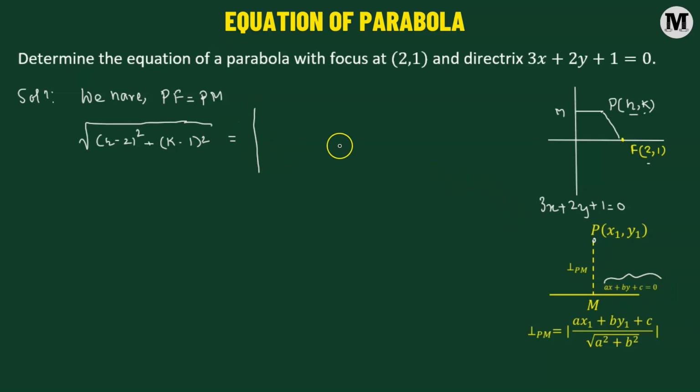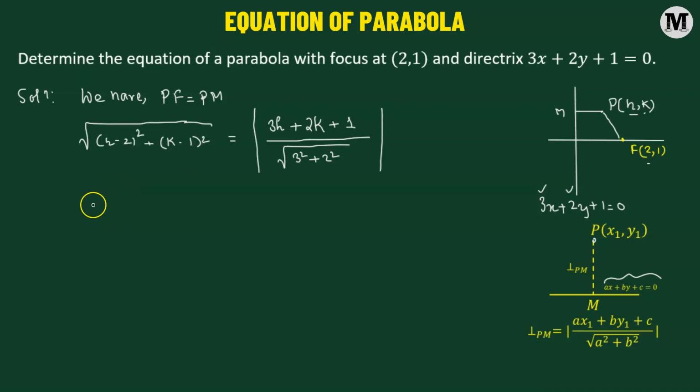We begin with an absolute value, and inside it we take a ratio. In the numerator, we take the coefficient of x of the directrix line, which is 3, multiplied by the x coordinate of P, that's h. Then we add the coefficient of y, which is 2, multiplied by the y coordinate of P. Then we have the constant term, 1. This is divided by the square root of 3 squared plus 2 squared. Right. Now let's compute this value.